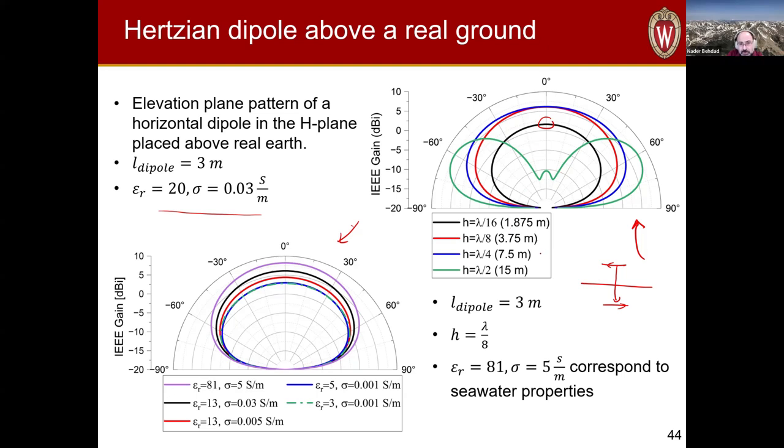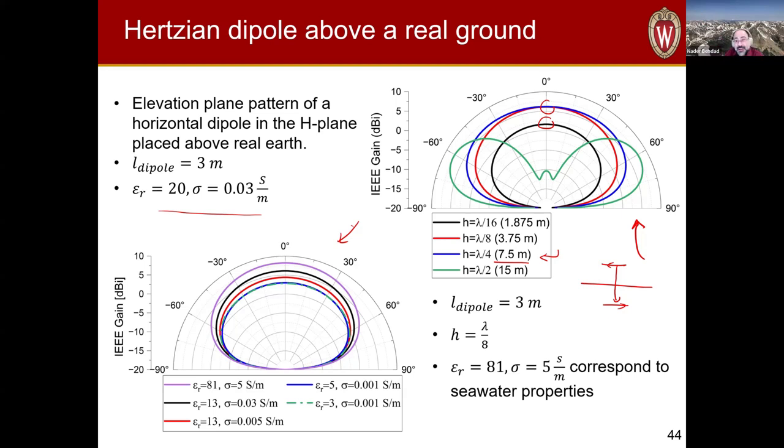But as you increase the height, and the ideal height obviously is a quarter wavelength here, then your radiation improves. Now, at 10 megahertz, a quarter wavelength is 7.5 meters, approximately 24 to 25 feet. So this is not an insignificant number, right? Putting a dipole antenna horizontally 25 feet above the surface of the Earth may not be very practical.